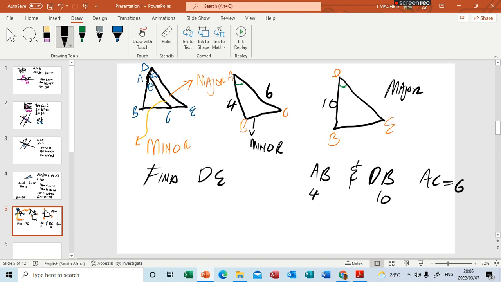So you're going to say minor this side is equal to major. So you take the ratio. So your minor, even if you swap them, you're going to say DB.